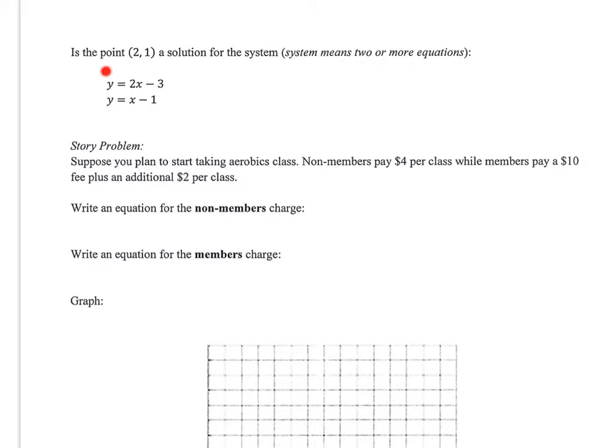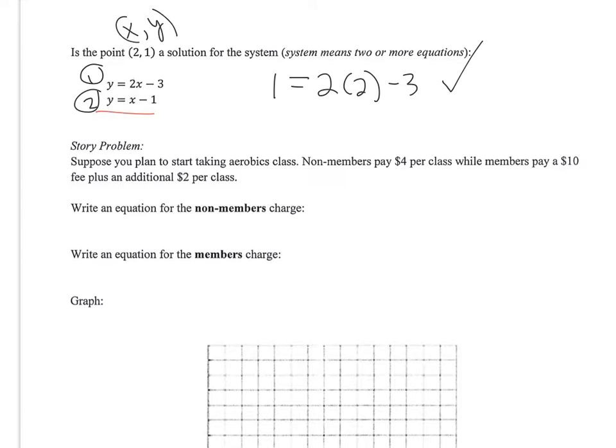So you can determine if a point is a solution to the system by substituting the x and the y in for both equation 1 and equation 2 and seeing if it satisfies both. So is the point (2, 1) a solution? If I plug in y, which is 1, equals 2 times x, which is 2, minus 3, does it work? Yes. Now I'm going to plug it into the second one. Does 1 equal 2 minus 1? Yes. So yes, it's a solution. You need to have it work for both equations, though. It cannot be a solution to the system if it works for one and not the other.